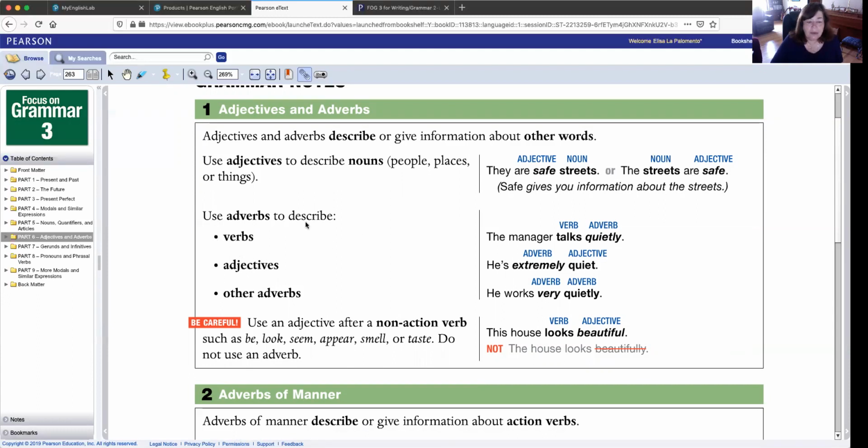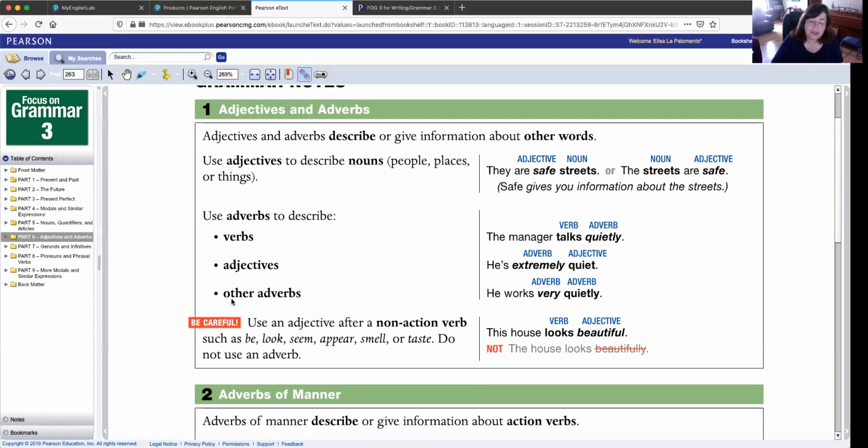And we use adverbs to describe verbs, and I believe you already know that. The manager talks quietly, telling you how he talks. In what way does he talk? He talks quietly. We can also use adverbs to describe adjectives. He's extremely quiet. How quiet is he? To what degree? This is an adverb of degree telling you how quiet he is. He's extremely quiet. So the word extremely means very, very quiet.